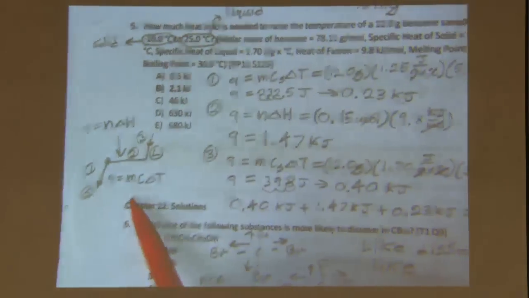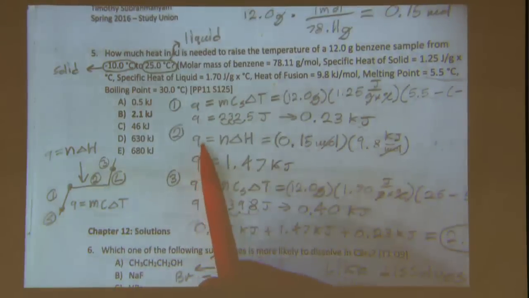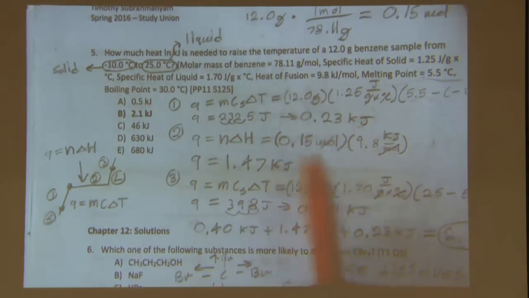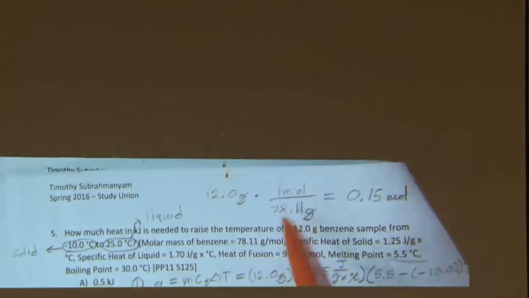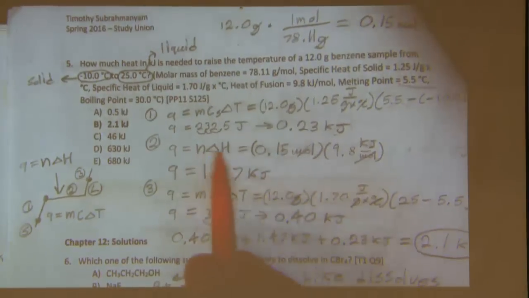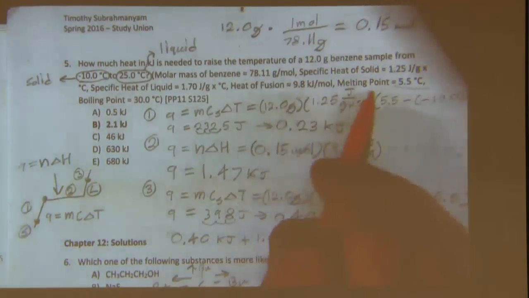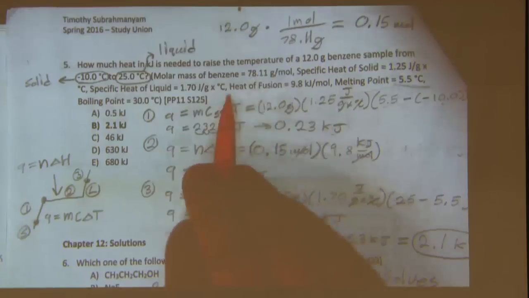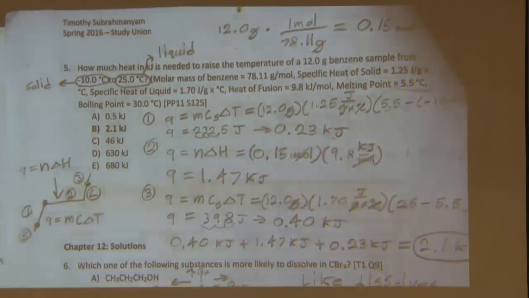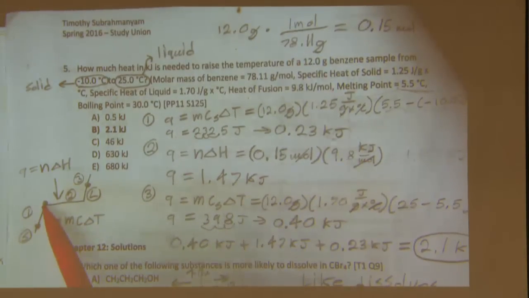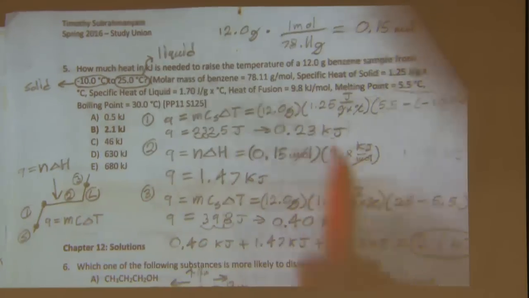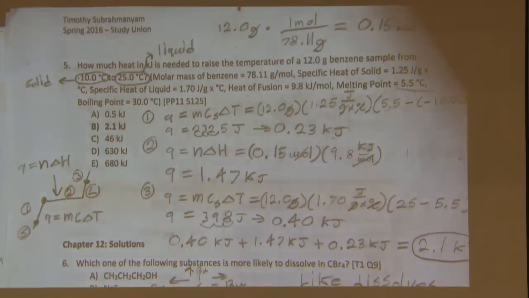For the second step, we're talking about a phase change, which means we're using Q equals n times ΔH. Here, when you use the molar mass, multiply it by the grams, you're going to get the moles, which is 0.15 moles. And you just multiply it by the ΔH here. And you have to make sure that you have the right heat. Did I give you any others? Yes, so I gave you the heat of fusion, but sometimes they might give you the heat of vaporization as well. Just make sure that because we're going from a solid to a liquid, this is talking about fusion or melting. This is not vaporization. So just make sure you have the correct ΔH.